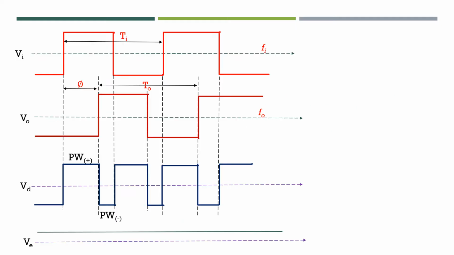See that these are the system waveforms of the phase locked loop. The input voltage has a frequency Fi, the time period of this is Ti, and the output voltage V0 has a frequency F0. We can see the phase difference between the input and the output, which is phi. The phase comparator output voltage VD is in the form of a rectangular wave, with pulse widths PW plus and PW minus.